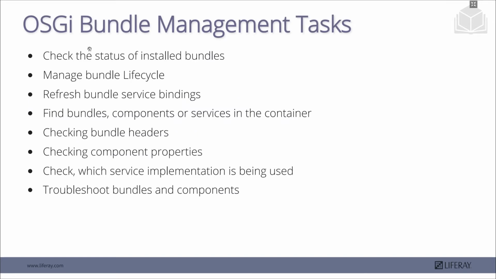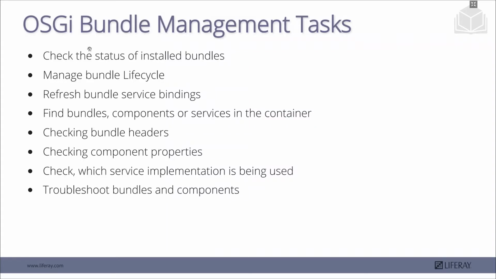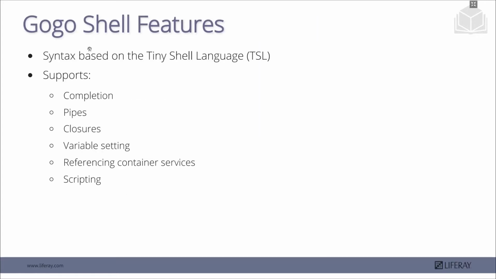When we're dealing with our OSGi bundles, there's a lot of different things that we want to do. We want to be able to check the status of our bundles, figure out what's wrong, see what state the bundles are in, what our components are doing, and the list goes on and on. All of that to say, Gogo Shell is one of our primary tools in regards to debugging any sort of errors within our OSGi bundles. So the Gogo Shell has a lot of cool features behind it.